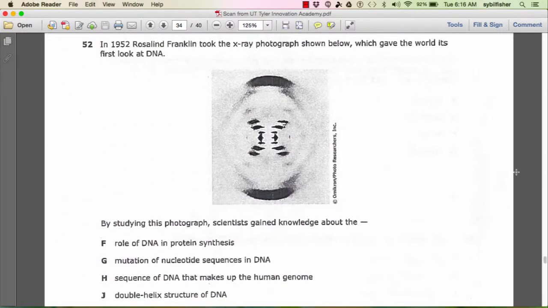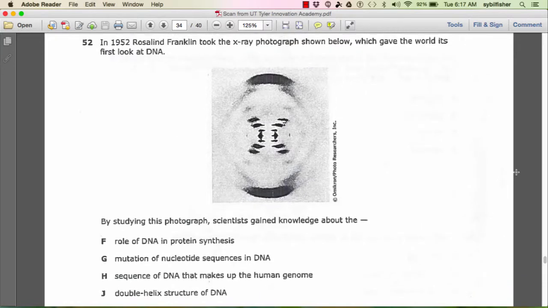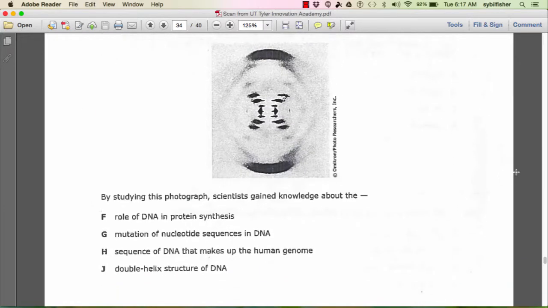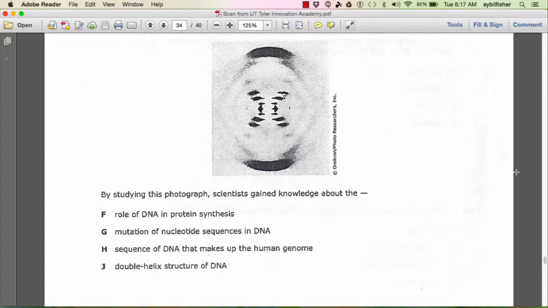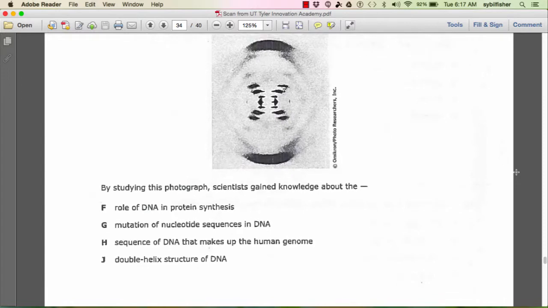Number 52. In 1952, Rosalind Franklin took the X-ray photograph shown below, which gave the world its first look at DNA. By studying this photograph, scientists gained knowledge about the F. role of DNA in protein synthesis, G. mutation of nucleotide sequences in DNA, H. sequence of DNA that makes up the human genome, and J. double helix structure of DNA.